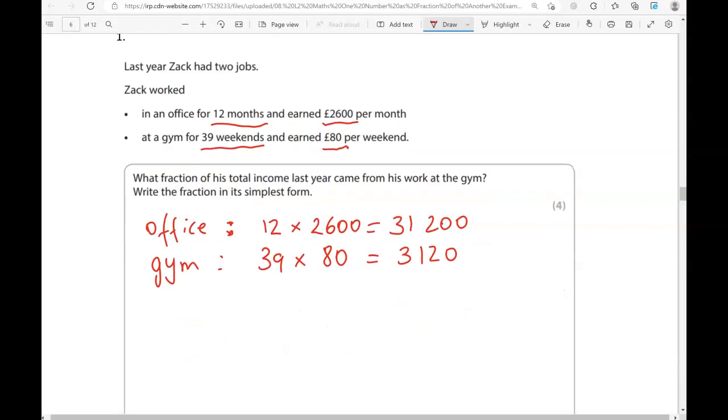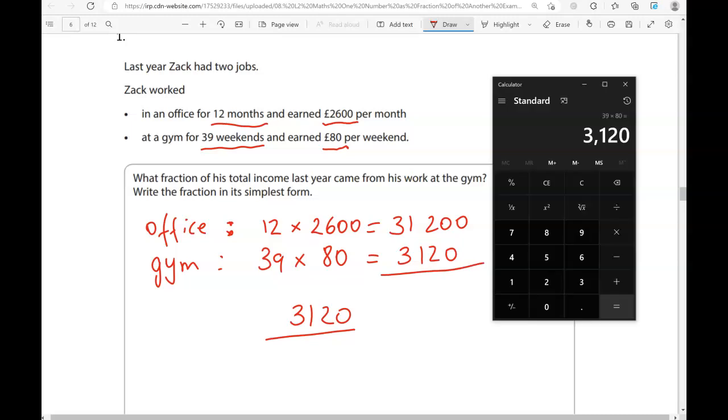So gym, 3,120 out of the total, which will be 3,120 and 31,200, which is 34,320.